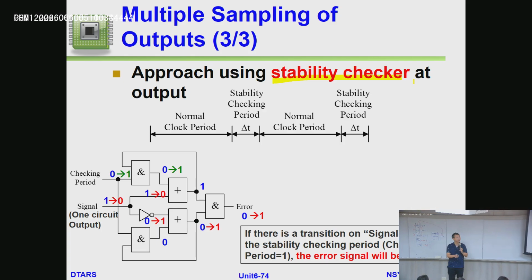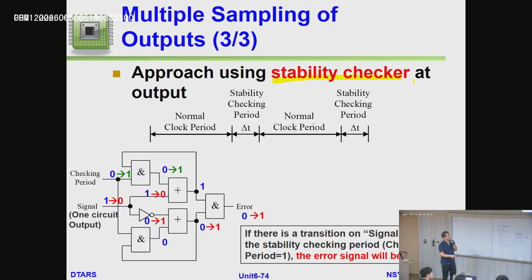If you think there is some component in your system whose output stability you care about quite a lot, for example a controlling circuit for your CPU, you need to make sure this control output is very, very stable. Then maybe you can put this stability checker at the end of this module. You can use this way to check every clock cycle. You need additional delta t time to check if this is good or not. Okay, so this is the other way that we can check the stability of our outputs.